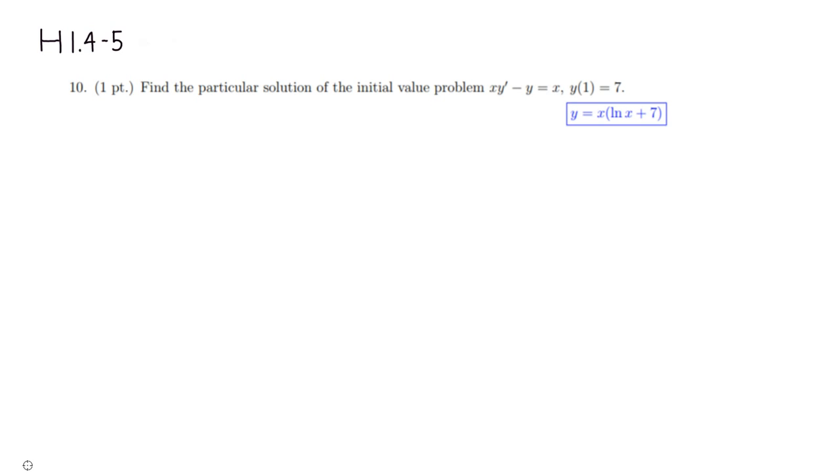All right, let's look at the homework 1.4, 1.5, problem number 10. So we have this first order linear equation. And the bad thing is you can see that here the coefficient of y prime, there's x. We would like to have 1 there. So first thing I would do is I'm going to divide the equation by x. So divide through by x.